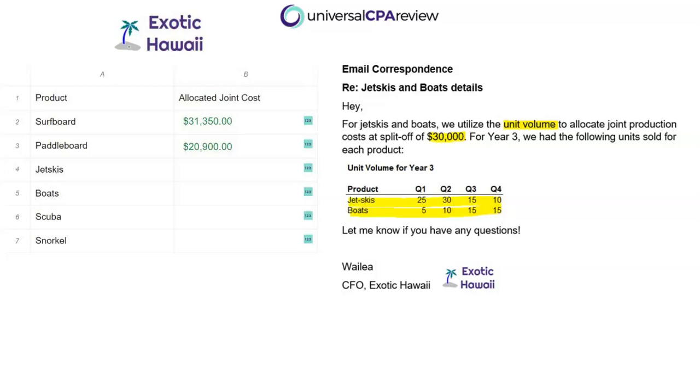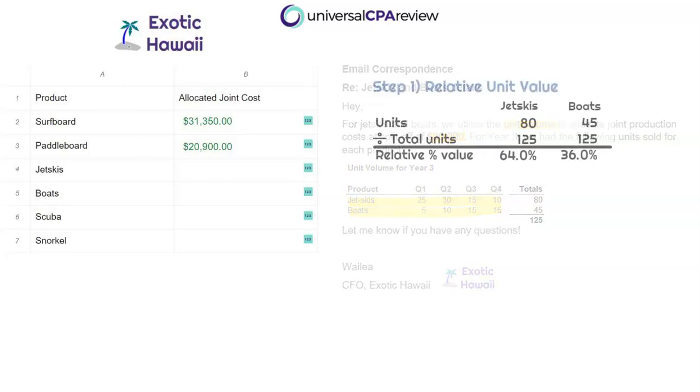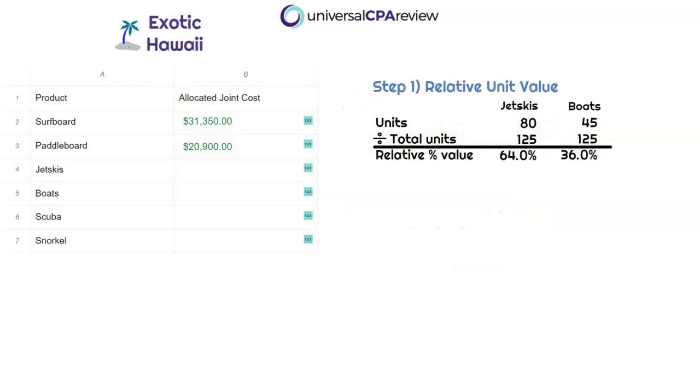So let's dive into the 2 steps we need to perform. Using the table from the email, the first thing we need to do is just add up the quarterly volume for each product. So for jet skis, it's 80. For boats, it's 45. And that means the total units are 125. So in step 1, we take 80 units, divide that into 125 units, and that means jet skis makes up 64% of the unit volume. Boats, they make up the other 36%, right? So again, our check, does that equal 100%?